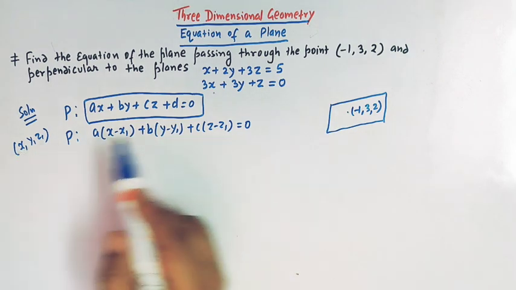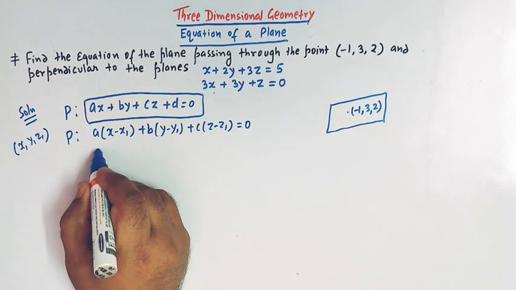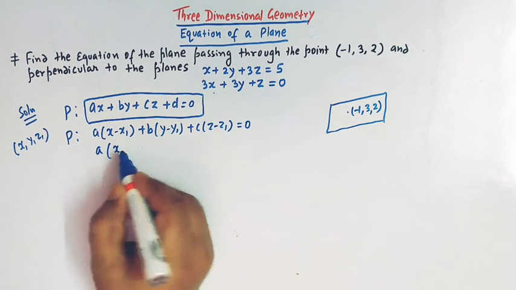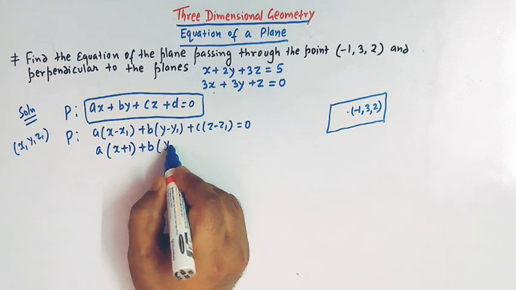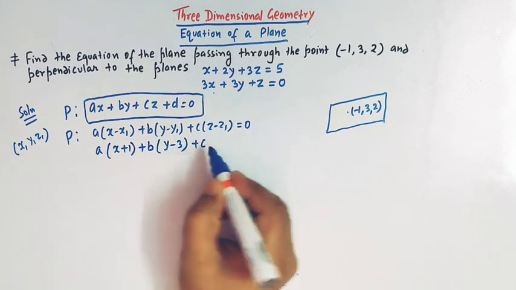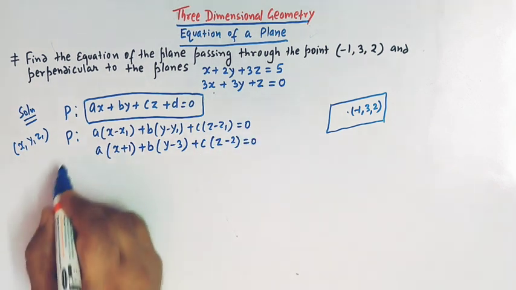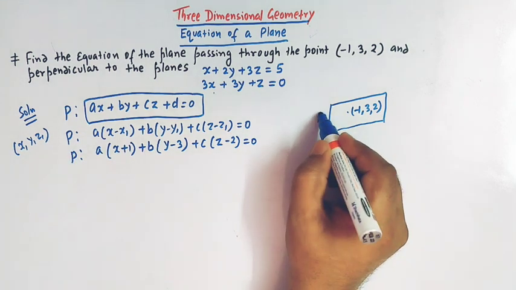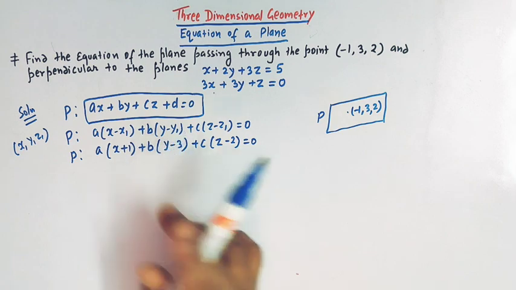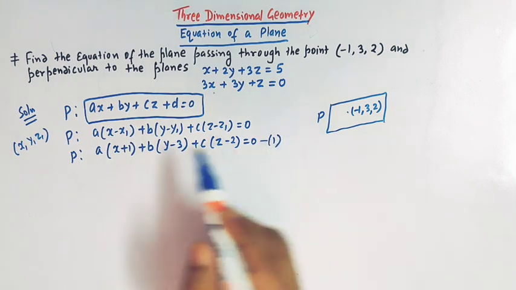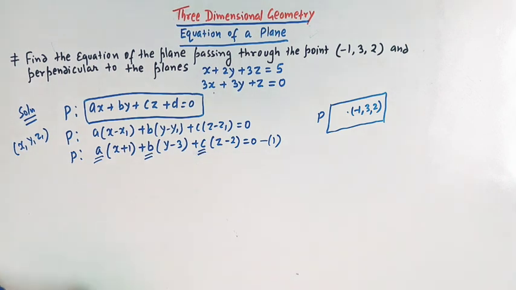So here x1 y1 z1 is minus 1 comma 3 comma 2. Let us substitute the values of x1, y1 and z1 in this equation. So we'll get a times x plus 1, plus b times y minus 3, plus c times z minus 2 is equal to 0, right? So the equation of the required plane is given by this equation, right? Here we need to find out the values of a, b and c, right?